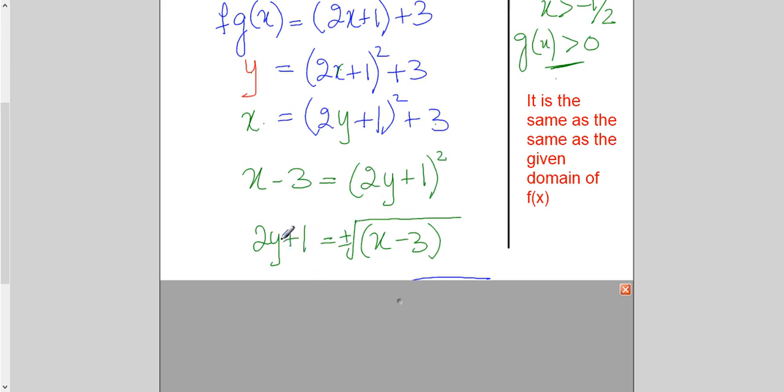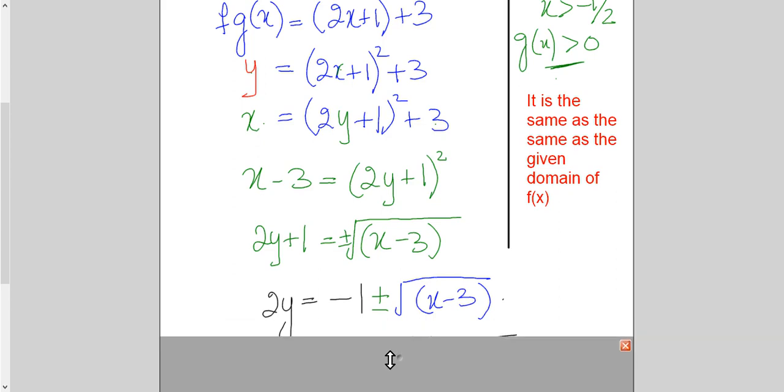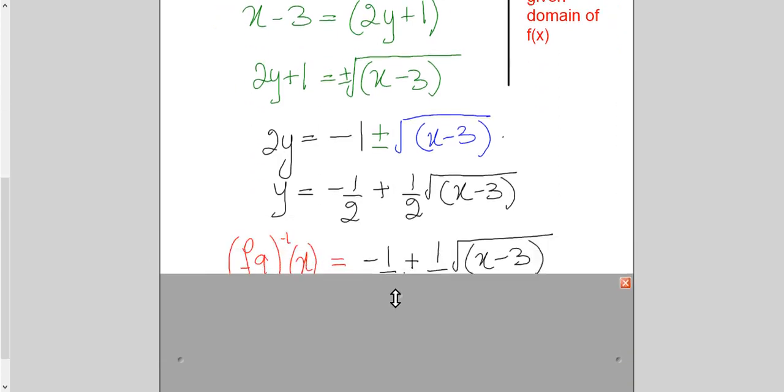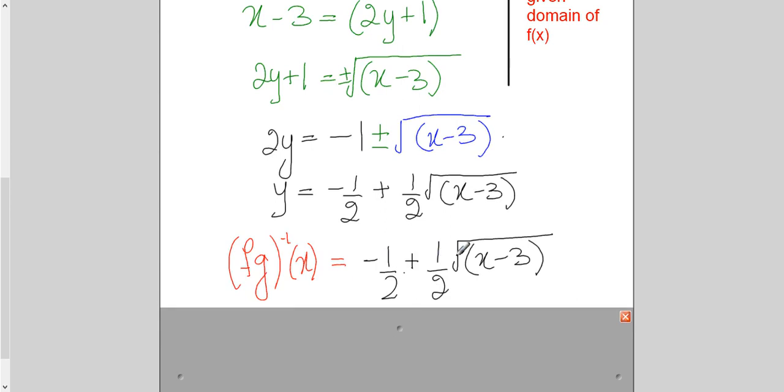So when I'm taking a square root, because I want to take y out, I will write plus minus along. So after that, it will become, this 1 will go here, minus 1. This is plus minus. We have to decide which sign we will take. We will take plus or we will take minus. So now this is my inverse function.